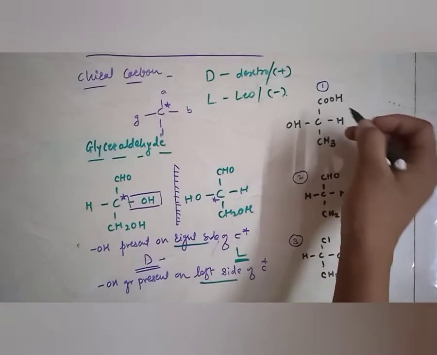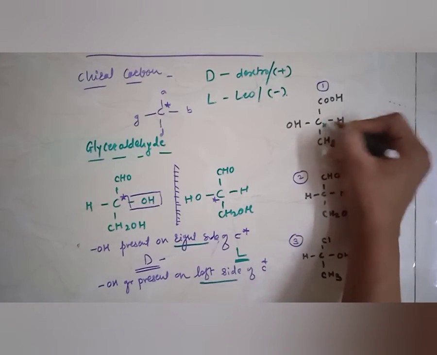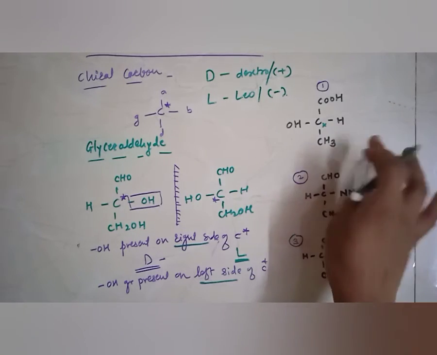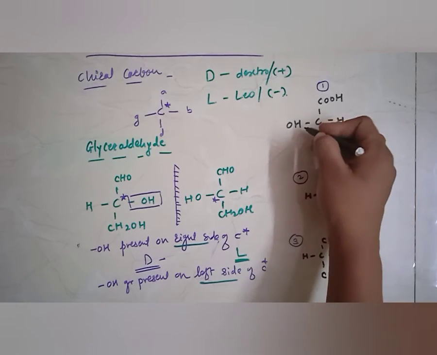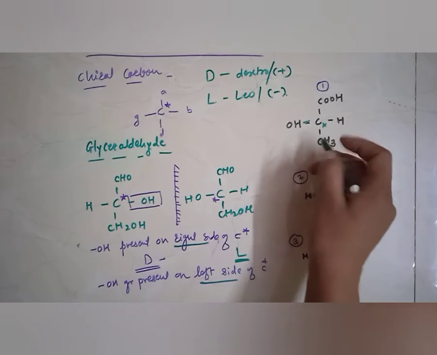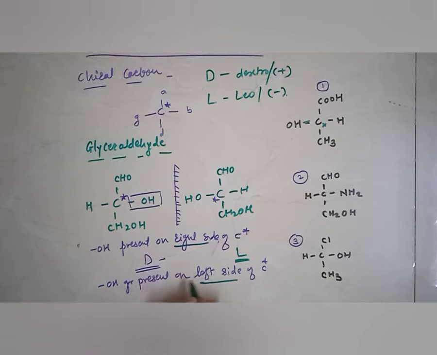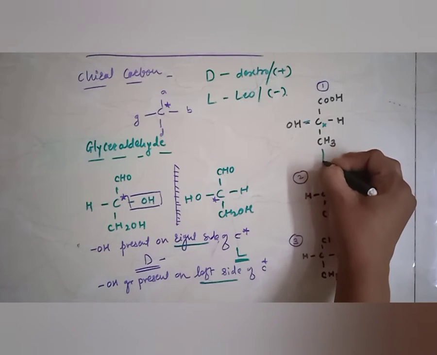For better understanding we can take another examples. There are three examples. Consider the first example. This is a chiral carbon and the OH group is on the left side. So we can say this one is a Leo compound, since the OH is present on the left side.